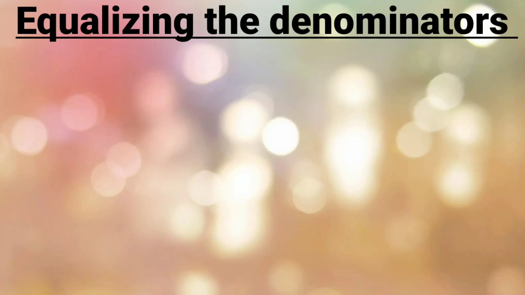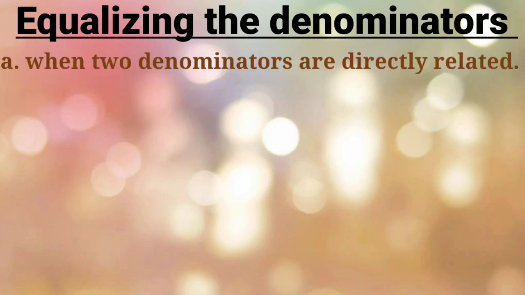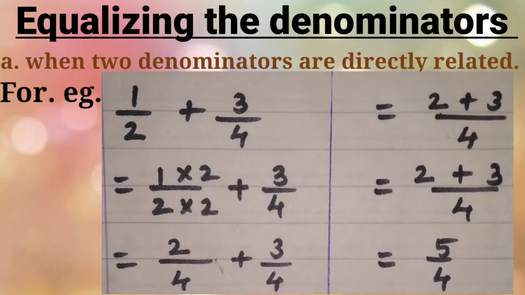When we begin to add or subtract a given fraction, we are faced with three kinds of combination of denominators. 1. When both the denominators are directly related. Let's take an example for this one.